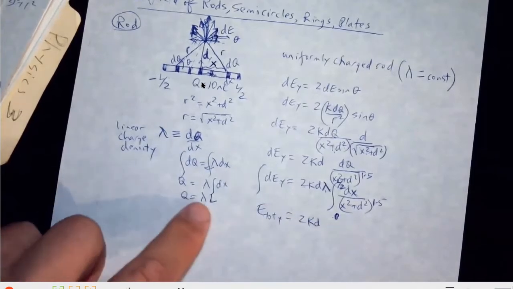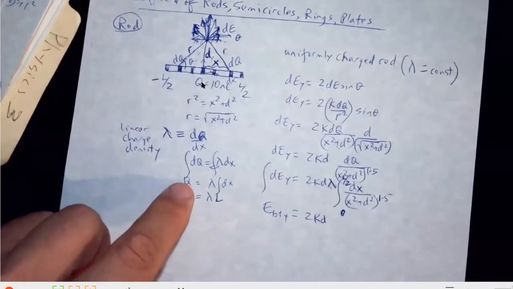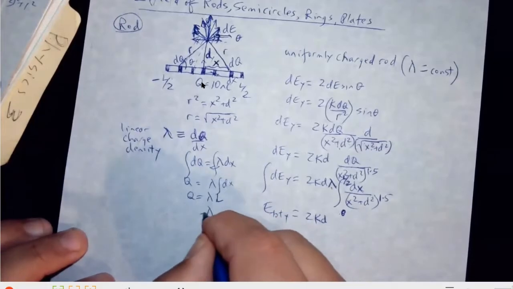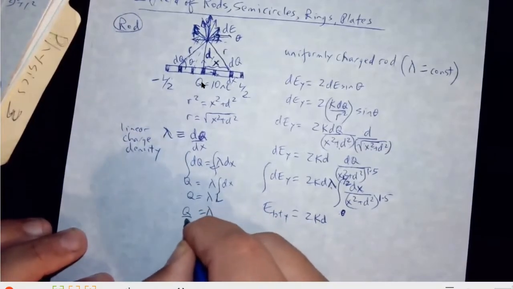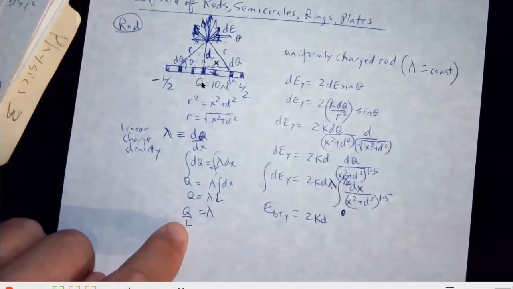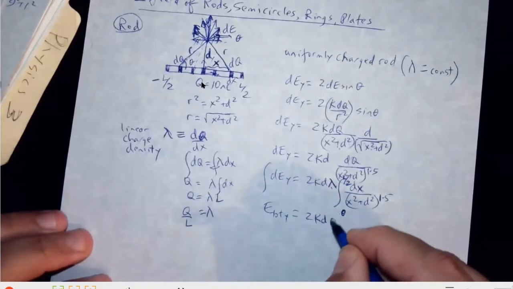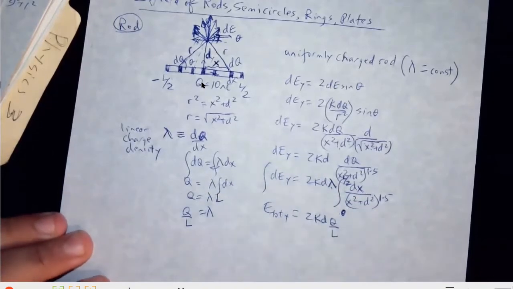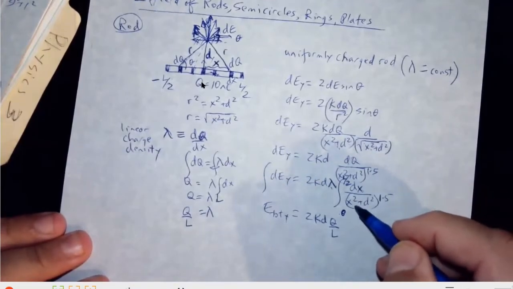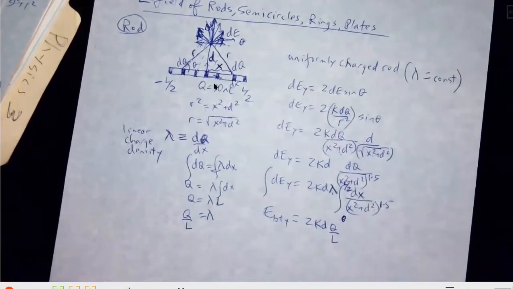Therefore, for a uniformly charged rod, lambda can be replaced by the charge of the rod divided by the length of the rod, so Q over L. Then I can put that into the lambda here. Okay, now let's integrate this: dx over (x squared plus d squared) to the 3/2 power, from 0 to L over 2.